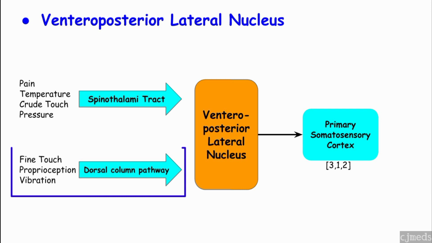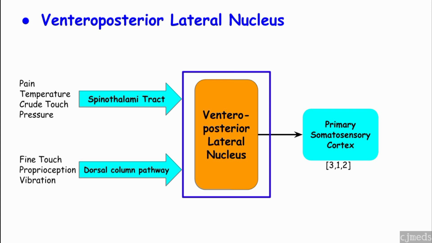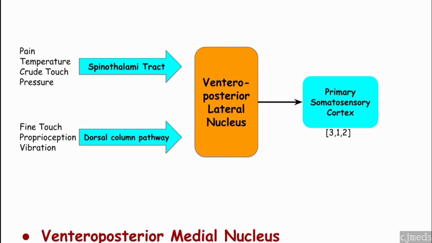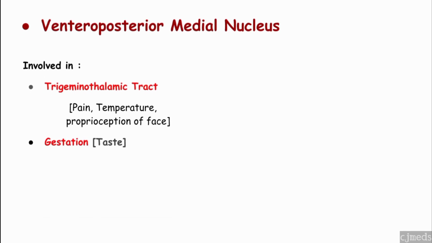And there are also fine touch, proprioception and vibrations carried by the dorsal column medial lemniscus pathway that sends them to the ventero-posterior lateral nucleus. Now the ventero-posterior lateral nucleus sends this information to the primary somatosensory cortex, which is Brodmann area 3, 1 and 2. With this, we have completed the ventero-posterior lateral nucleus. Now let's discuss the ventero-posterior medial nucleus. There are two primary sensations that the ventero-posterior medial nucleus receives.